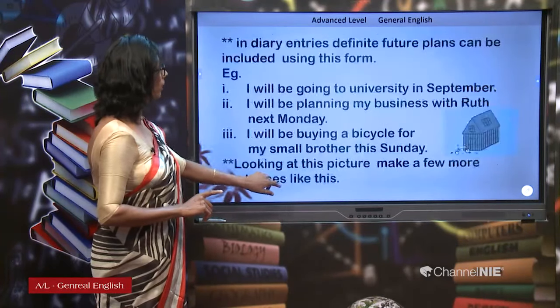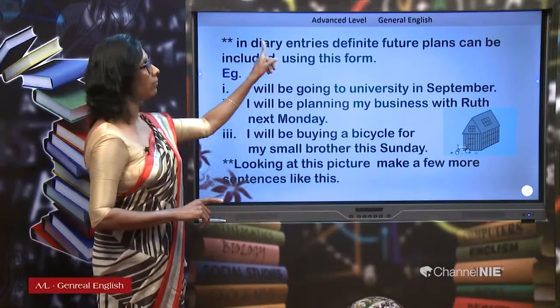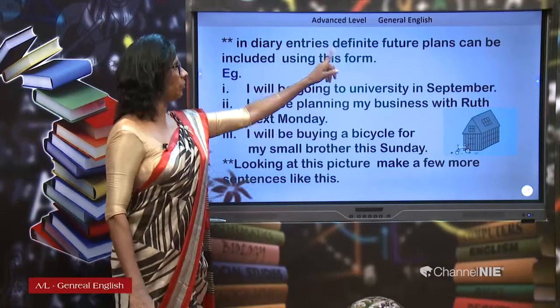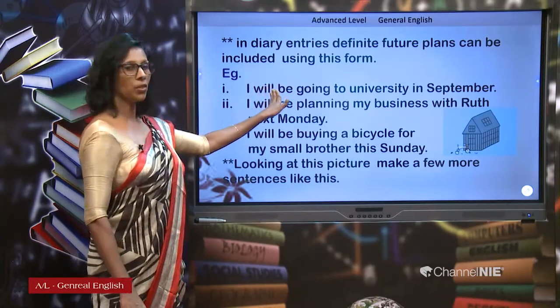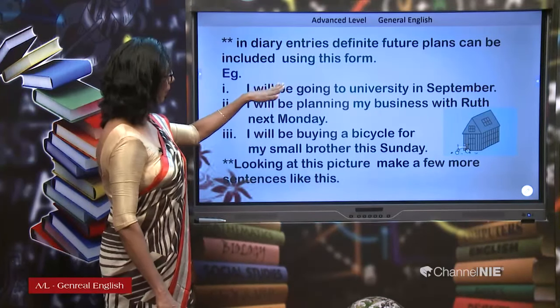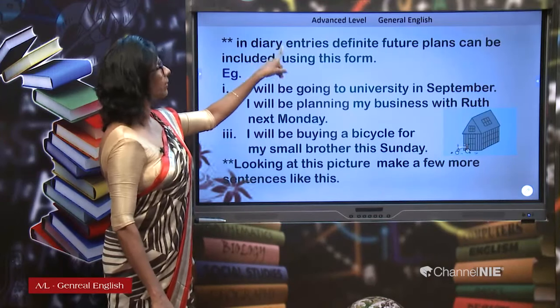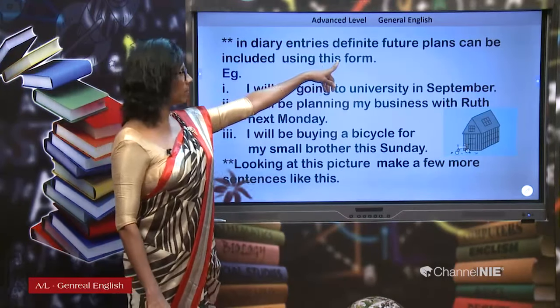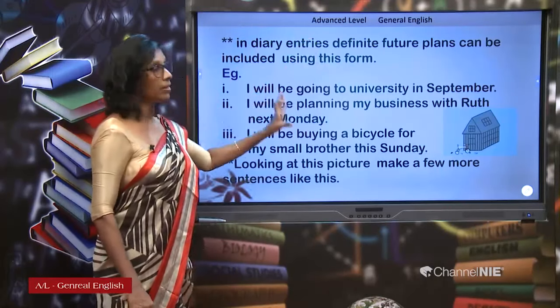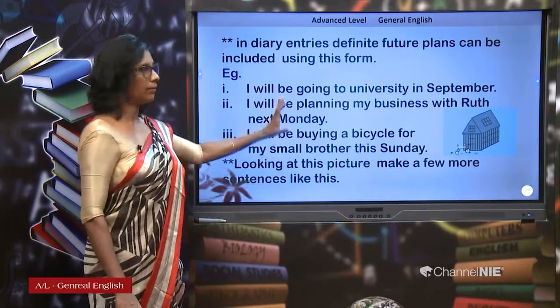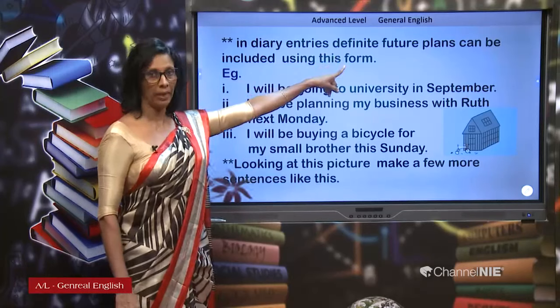Quickly we will go through the next slide. In diary entries, definite future plans can be included using this form. Again, future continuous can be used to write diary entries, but it should be a definite future plan. It is certain that you are going to do this, right? That is why we say definite future plan.